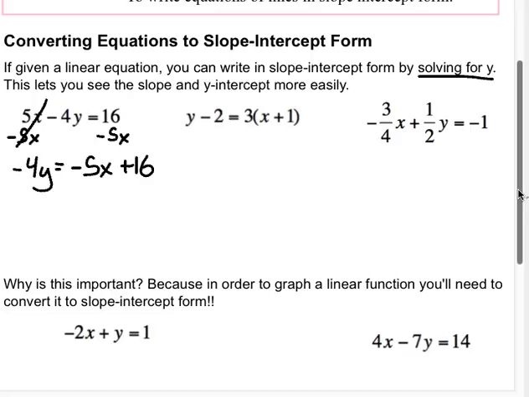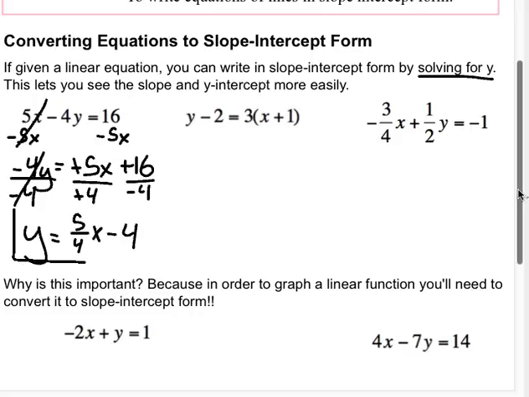Now, final step, still trying to get the y by itself, I need to divide by the negative 4 that's with it. To get y equals, here negative divided by negative cancels. So I get 5/4 x. 16 divided by negative 4 is going to be minus 4. And now I have slope-intercept form, so I can much more easily see the slope is 5/4, y-intercept at negative 4.